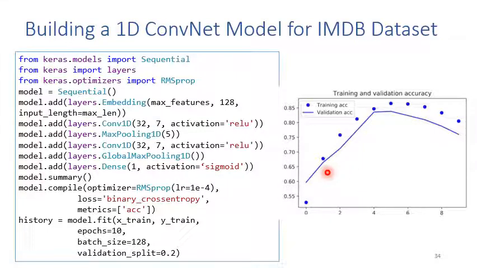Here's the training and the validation accuracy of IMDB movie review classification. We can see that the performance is not bad. 1D convolution can generate similar accuracy as LSTM or GRU model, but is much faster in training.